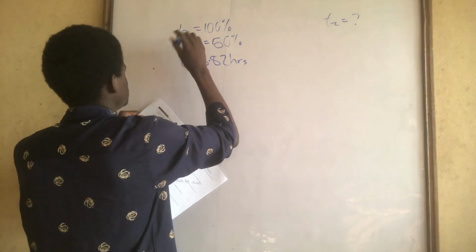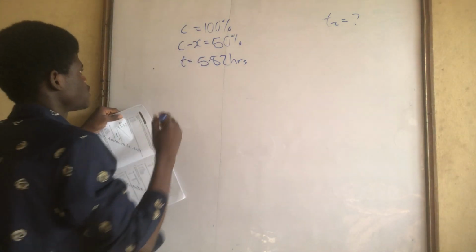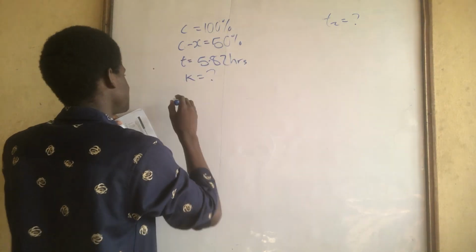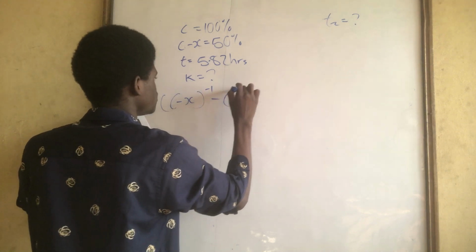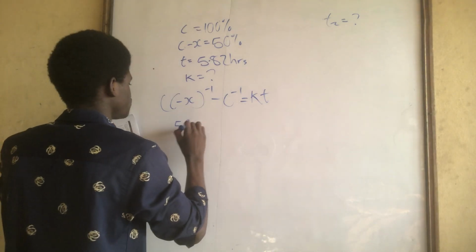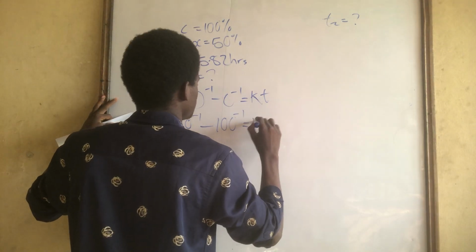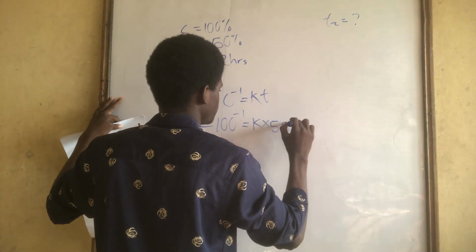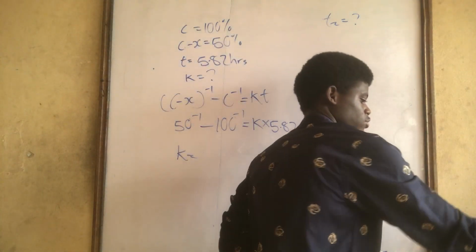I'm used to using B, but let me use C for the second order so it doesn't cause confusion. We want to look for the rate constant here, so we can apply it to the other scenario. This will be 1 over (C minus X) minus 1 over C is equal to kt. So let's solve for the rate constant: 1/50 minus 1/100 is equal to k times the time, 5.82 hours.